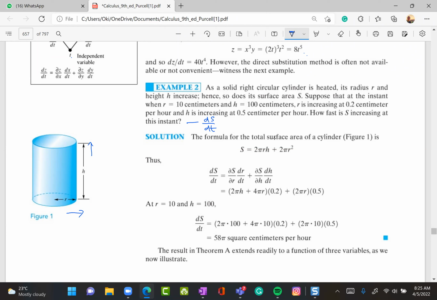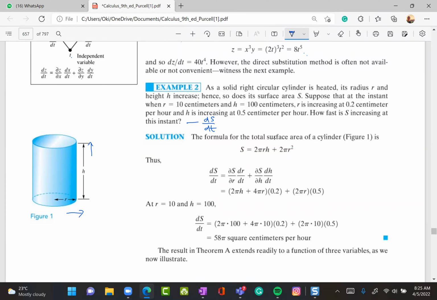Well, we know that S is the surface area. Surface area is 2 pi r times h, so the circumference, 2 pi r, times the height, plus the top and the bottom, the bottom lid and top lid, so 2 pi r squared. Now we need to find dS/dt.